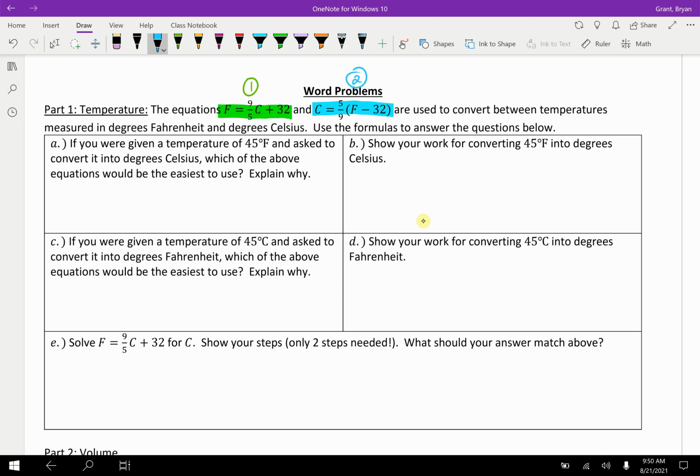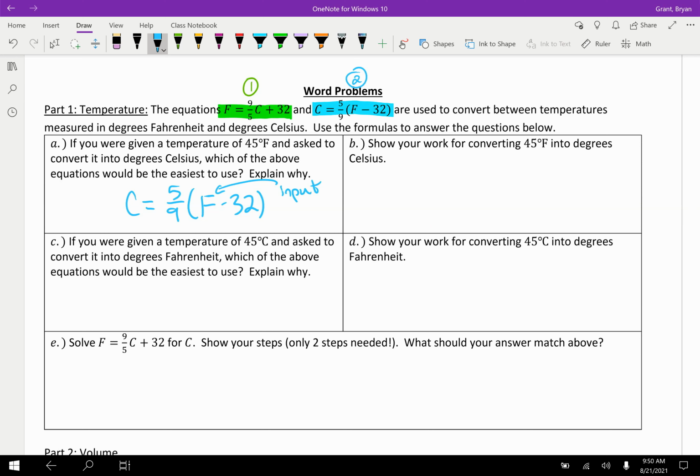We would call this 45 degrees an input. We want to input 45 into an equation, have things happen to it, and then have the answer be in Celsius degrees. So I think we're going to use equation 2: Celsius equals 5/9 times Fahrenheit minus 32. We're doing that because this F right here is the input. It's the known value that we want to plug in. We want to do math to it following PEMDAS, and we'll get an answer that is Celsius.